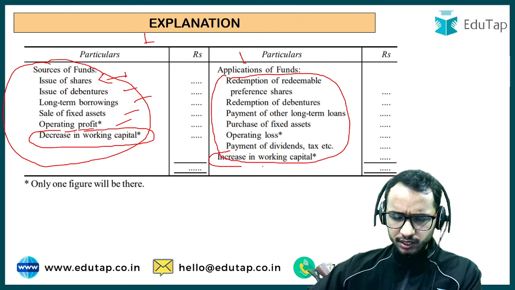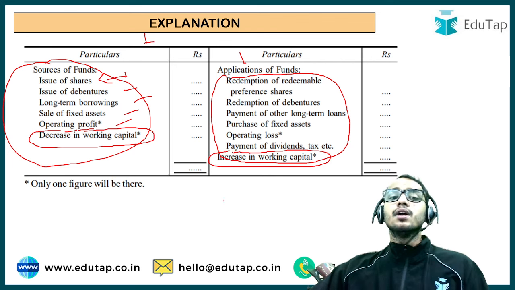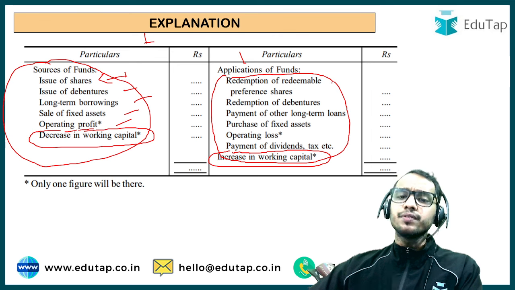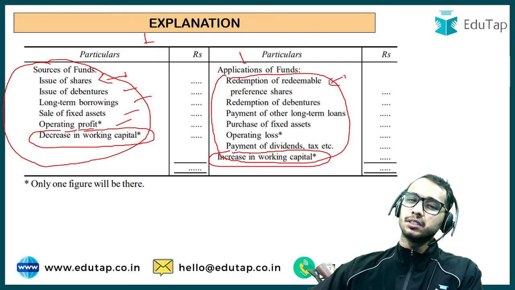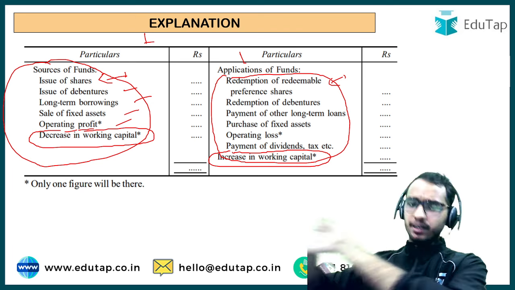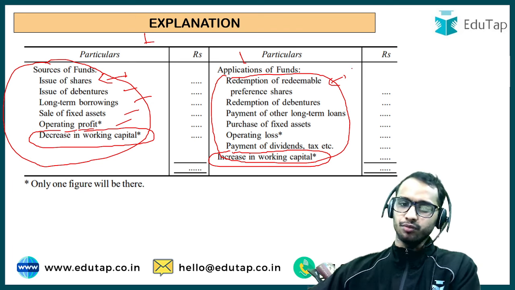And don't look at this as well. We will talk about this later. Now look at the application of fund. Suppose you have done the redemption of redeemable preference shares. So when you are doing the redemption, you are paying the fund, right? So this is the application of fund.